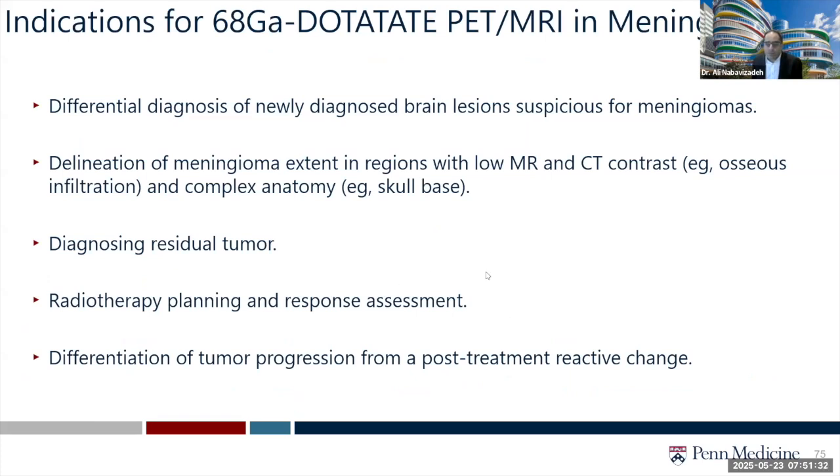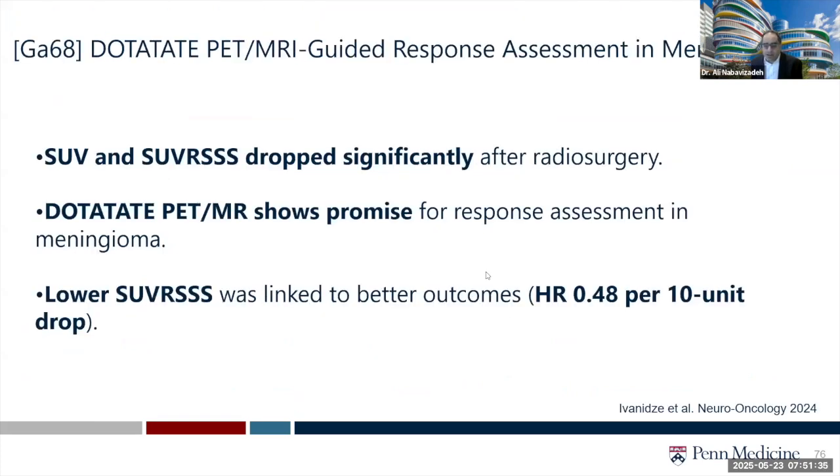In the context of tumor response assessment, this is a study published last year by my colleague, Dr. Ali Nabavizadeh at Cornell. Her group showed that patients who have a decrease in SUV or SUV normalized to the superior sagittal sinus after radiosurgery have basically better progression-free survival and better outcomes compared to patients who didn't show a decrease. This is very promising for response assessment for meningioma.